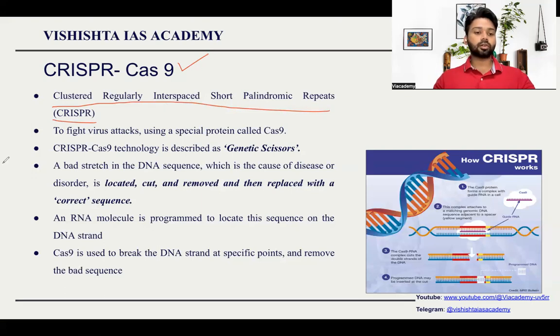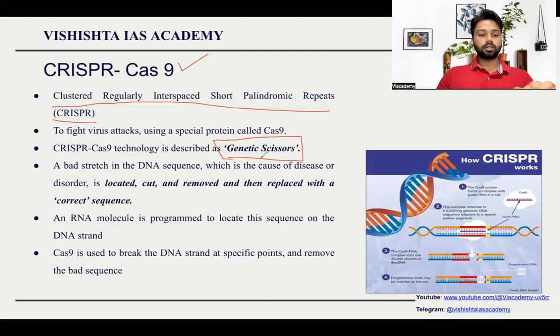So CRISPR-Cas is one of the most important technologies developed in recent times to prevent genetically transmitted diseases. To prevent genetic diseases, here what we will be doing is, first, the DNA of a person will be analyzed to find out if there is any genetic defect. So the DNA of an individual will be analyzed for defects, and then whichever gene has a defect will be cut out using the CRISPR technology. So CRISPR is genetic scissors.